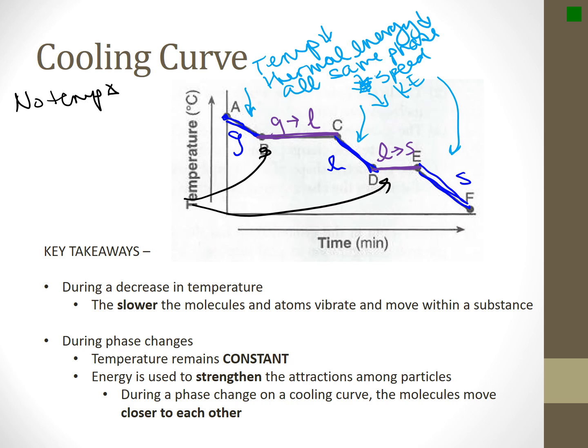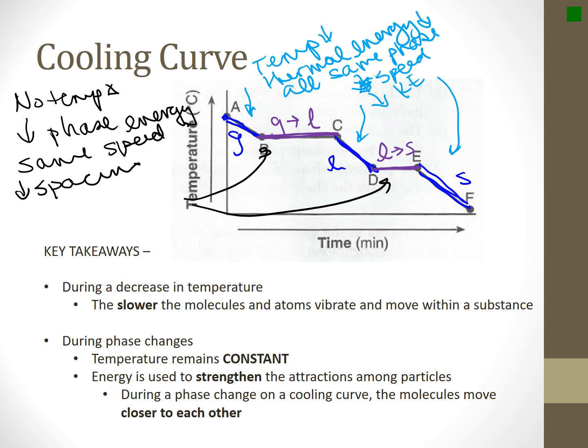Once again, okay, we are decreasing the phase energy. Okay, why? Because gases have more energy than liquids, so therefore I'm decreasing it because I'm going from a gas to a liquid. They are all the same speed. I am decreasing the spacing in between particles. Because I am decreasing the spacing, I am increasing the attraction of the particles. Because I am increasing the attraction, because they're going from spread out to closer together, I am increasing its potential energy.